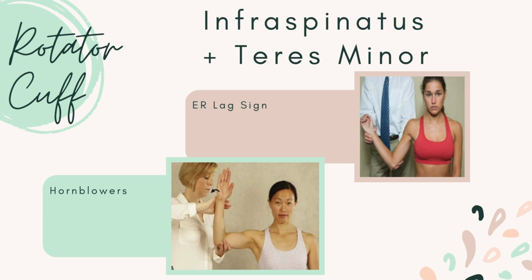Next, the hornblower sign. You elevate the patient's arm to 90 degrees in the scapular plane and flex the elbow to 90, so kind of overhead in external rotation. The patient is instructed to externally rotate the arm against manual resistance. Again, this is similar to the empty can because it's kind of like an MMT: you put them in position and then add resistance. The positive finding for the hornblower is being unable to externally rotate due to pain or weakness.